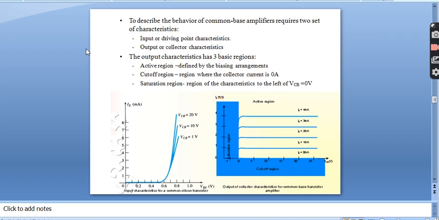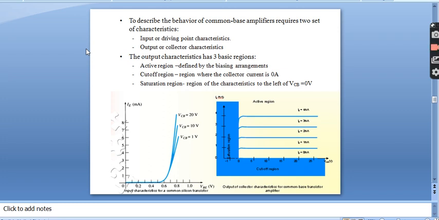So when we describe these two behaviors, you can get the complete behavior of the common base amplifier. The first one is the input or driving point characteristic. That means at the input end, when we are applying the biasing voltage, how much current will be flowing. So we draw the VI characteristics on the input side.